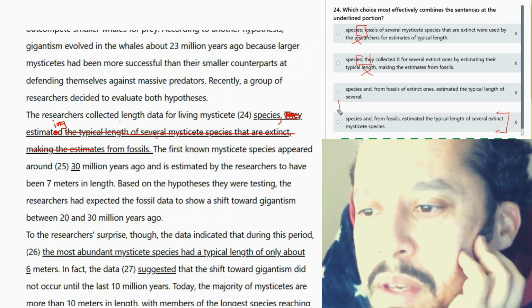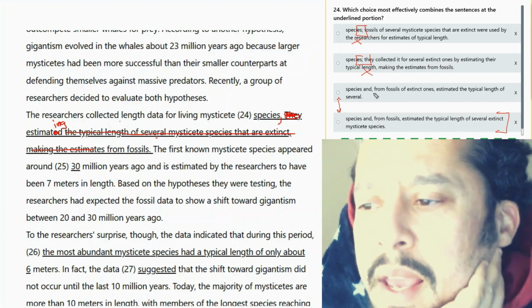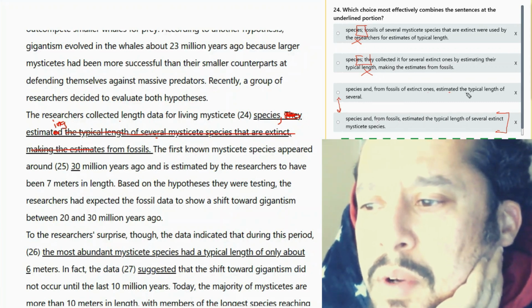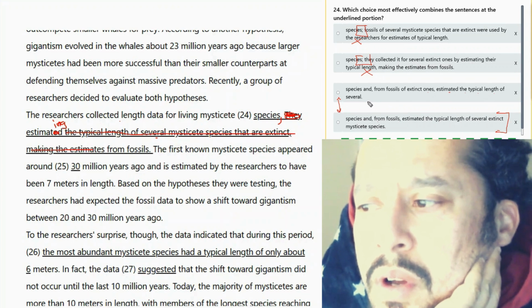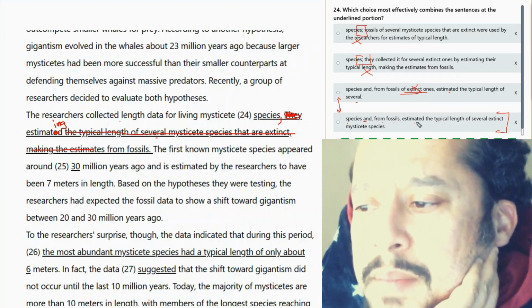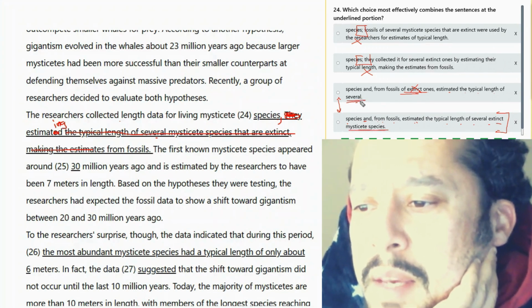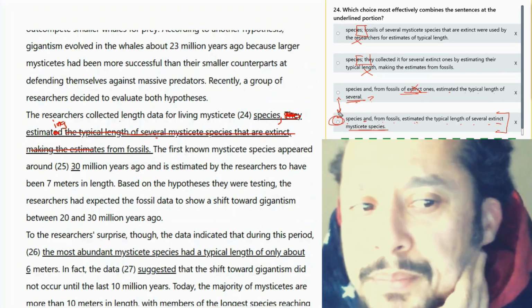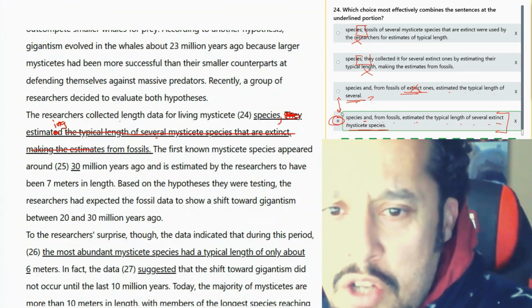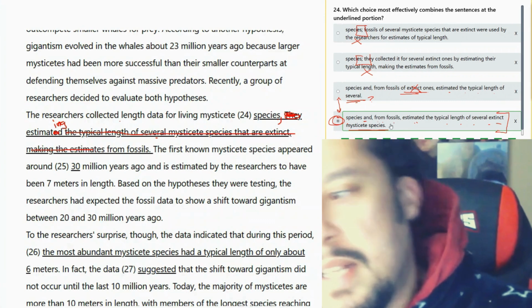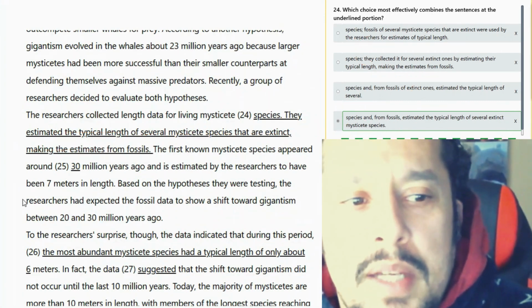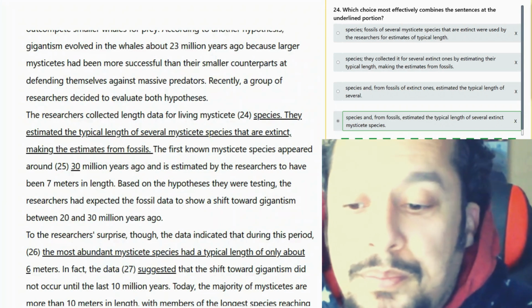So the difference is B, C and D, and from fossils of extinct ones estimate the typical length of several. From fossils estimated, yeah, from of extinct ones, we don't need this further. Estimate the typical length of several extinct mysticete species. Here answer C is also not clear to us. Here we're going to hit you with answer D. So I put comma estimating, but here it says and estimated. So that's one way to combine sentences, through the verbs.